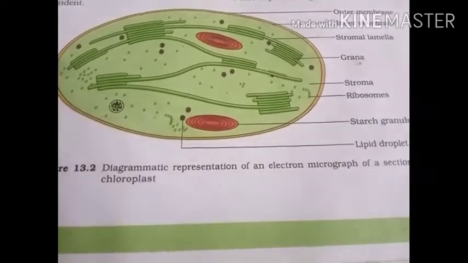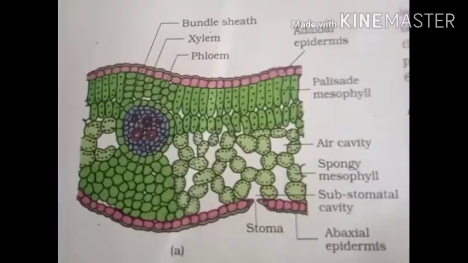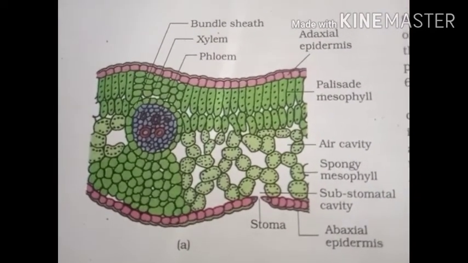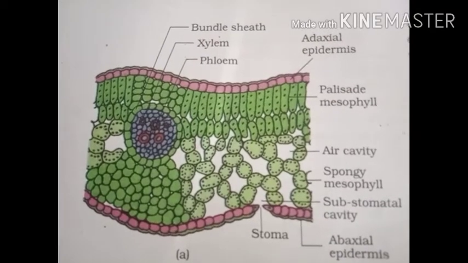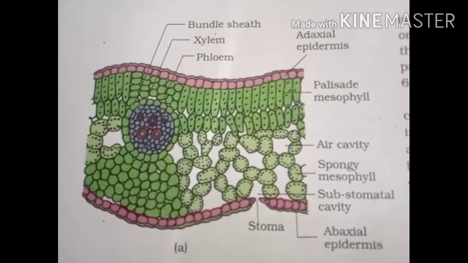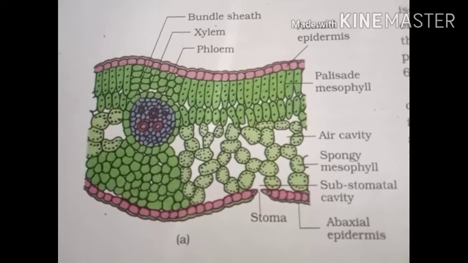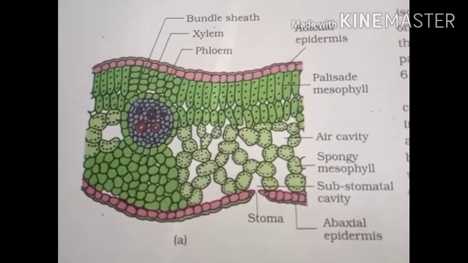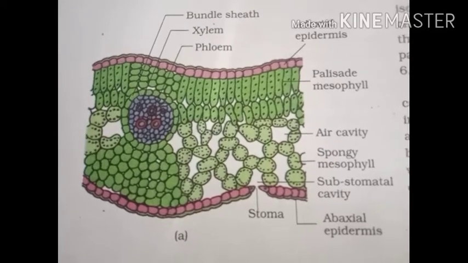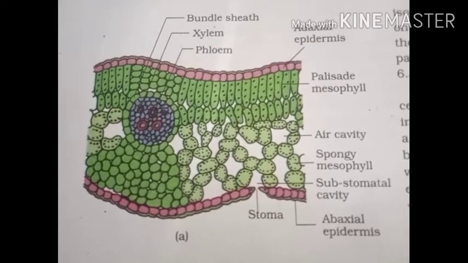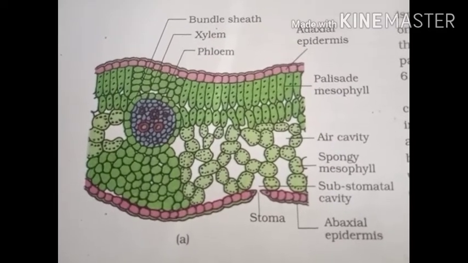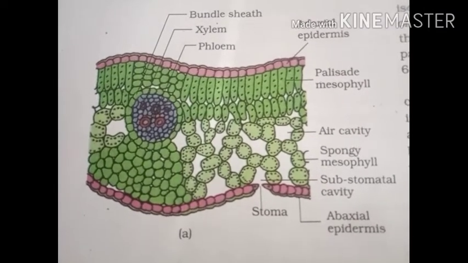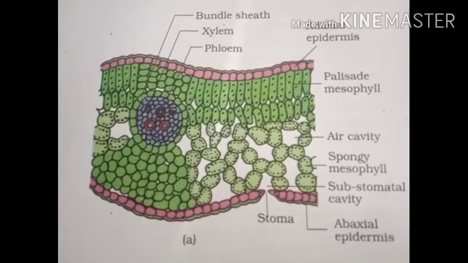As we know, the chloroplasts are present within the leaves, within the mesophyll cells, and they are aligned in such a way that they may be able to trap a much larger amount of solar radiation so that they can perform the process of photosynthesis efficiently.